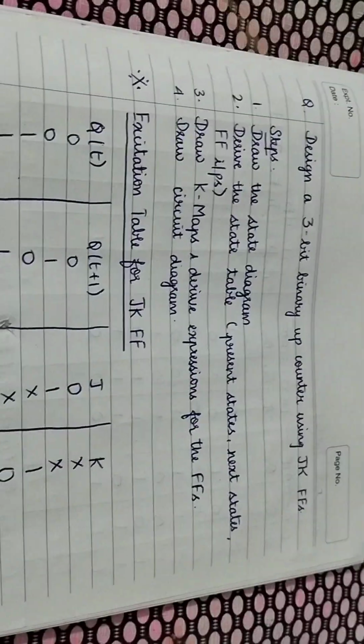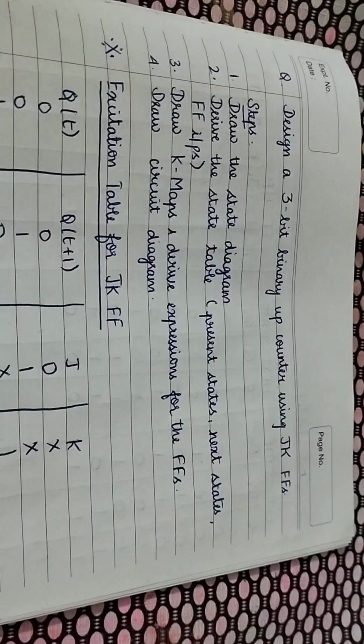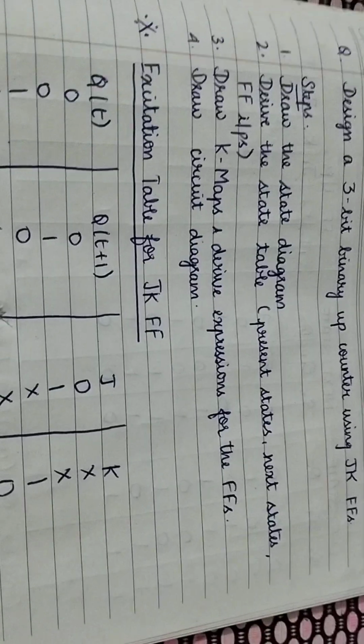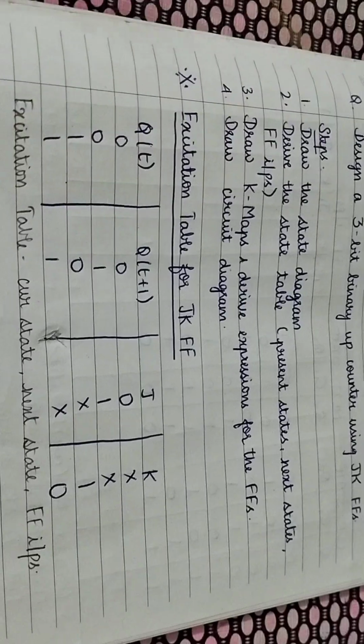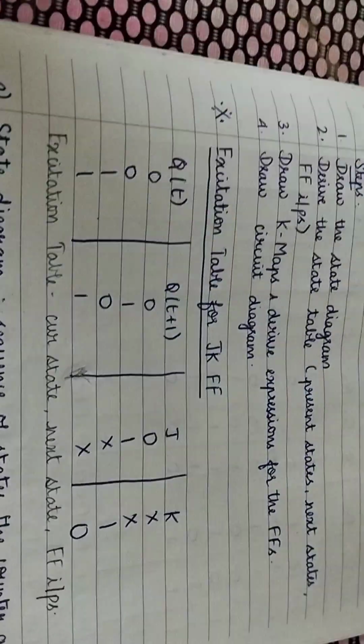Whenever you are asked to design any sequential circuit, be it a counter or shift register or any sequential circuit, the first step is to draw the state diagram so that you know the transition from states. From this state, it moves to this state and so on. So that is our step 1.